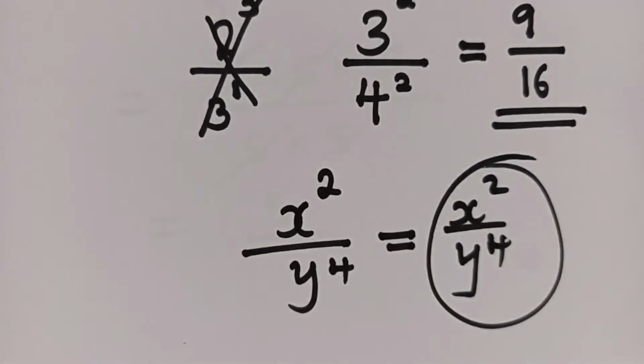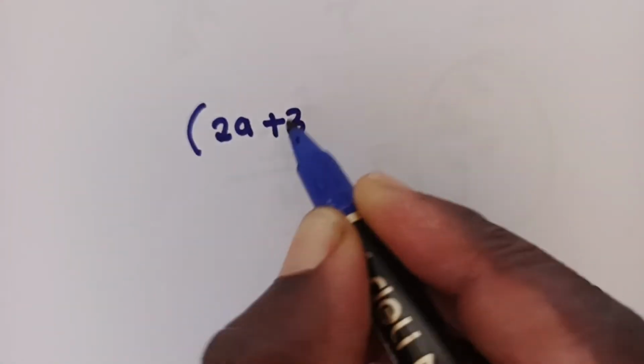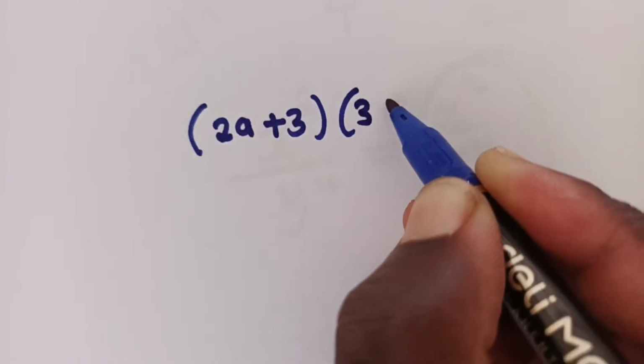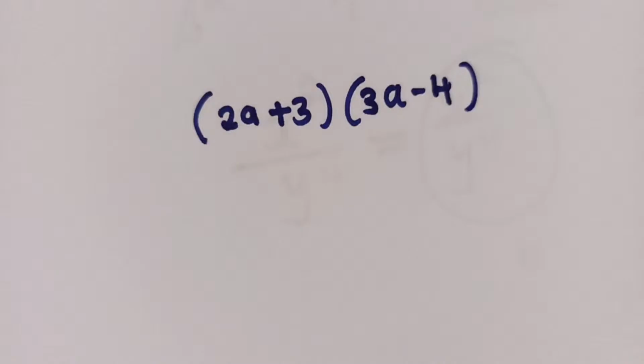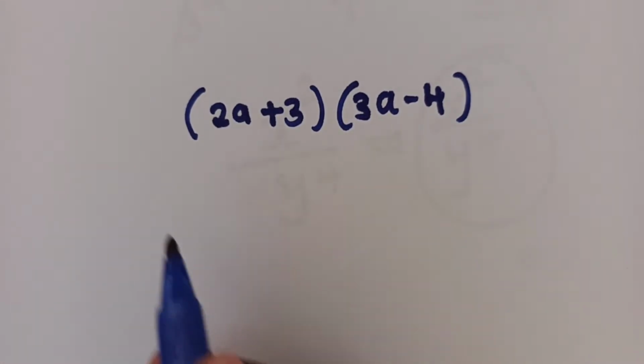Okay, so let's go to the next question here. We need to evaluate, okay? So pay attention. We need to evaluate. So what are we evaluating? Or expanding, actually, expanding and simplifying. What are we expanding and simplifying? We've been given here, we've got 2a plus 3a minus 4. So expand and simplify. Expand and simplify.